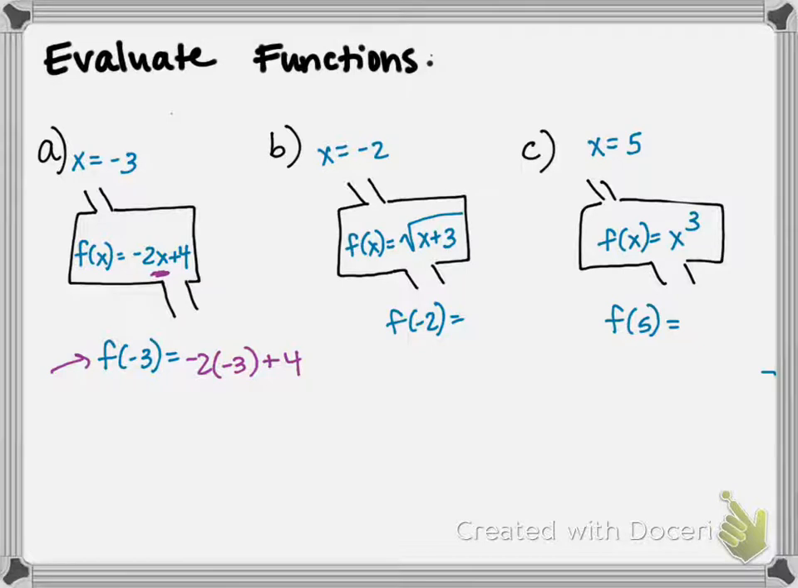Following order of operations, I'm going to multiply the -2 and the -3 to get 6. And then after that is when you add the 4. Okay, so my final answer is going to look like this. F of -3 equals 10.